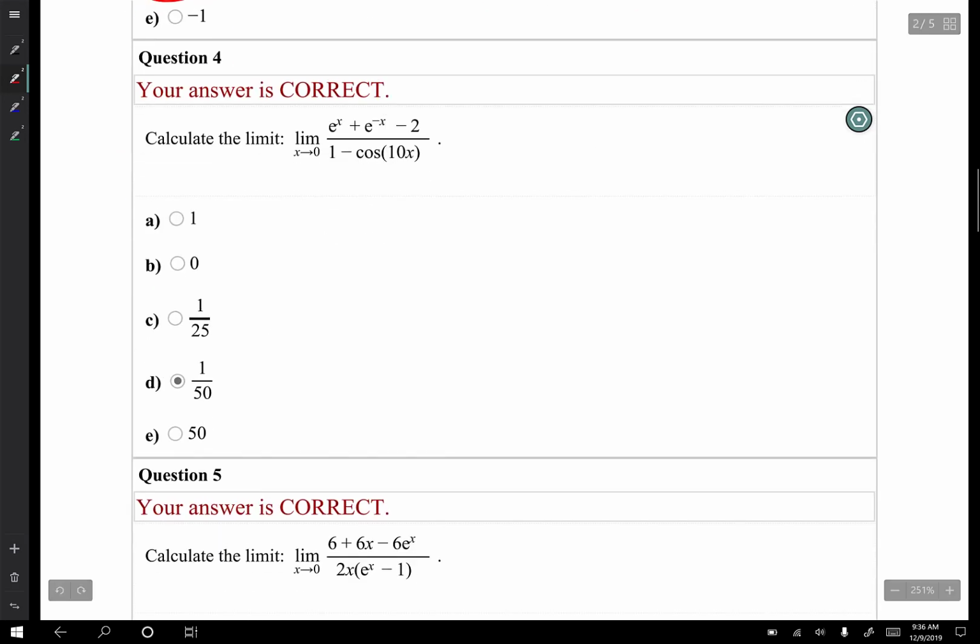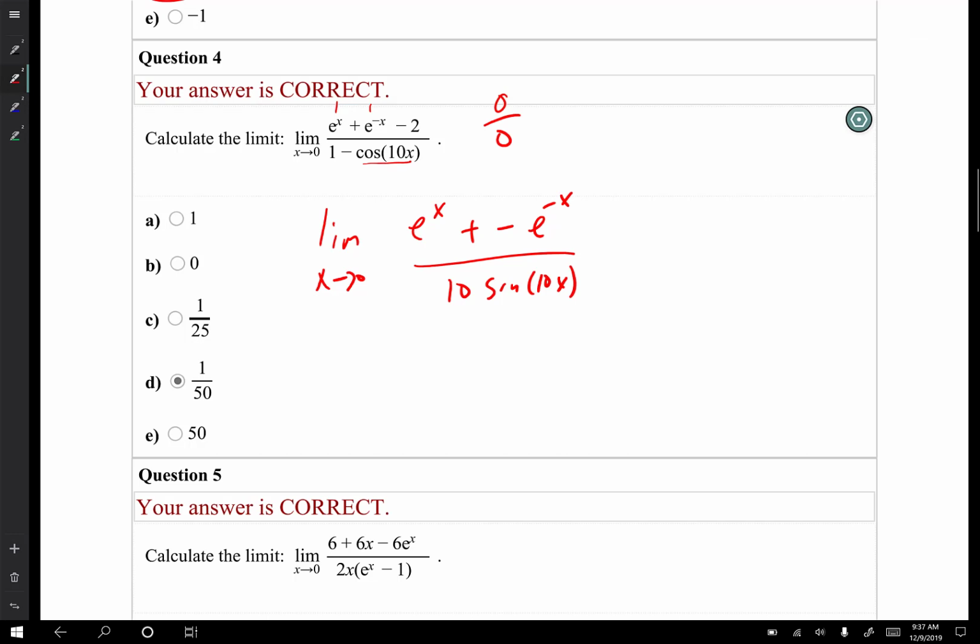Okay. Continuing, if I plug in a 0, I get a 1 there, minus 2, so 0 on the top. If I plug in a 0, I get a 1 for cosine, so 1 minus 1. So again, I get 0 over 0. That is indeterminate form. So I'm going to take a derivative. Limit as x approaches 0 of e to the x plus, let's see, a negative e to the negative x, all over the derivative of cosine, which is a negative sine, but I have a negative there. So 10 sine 10x.